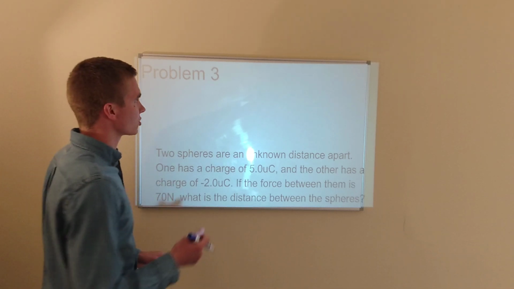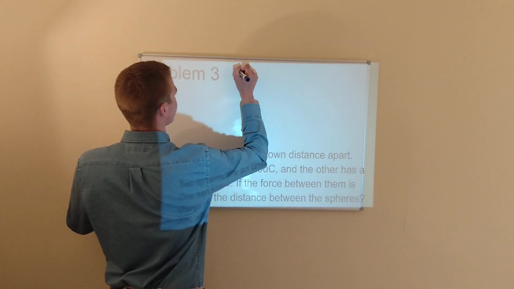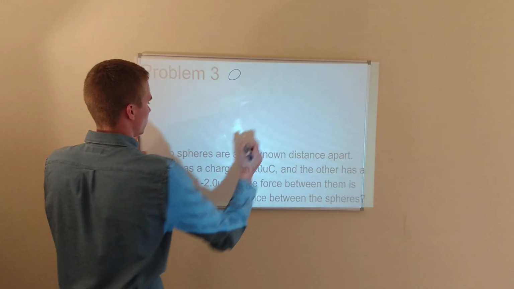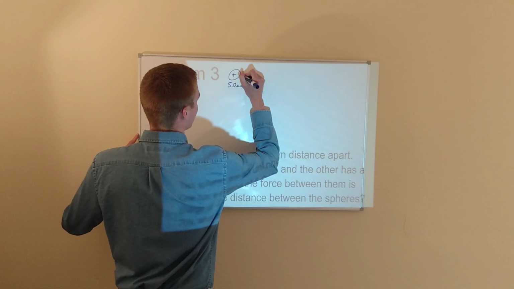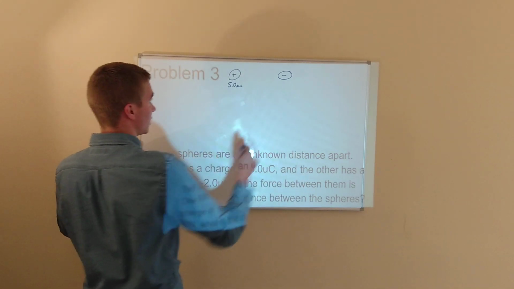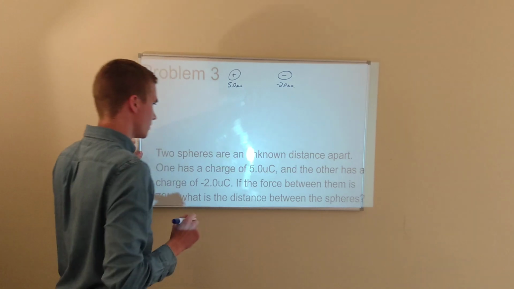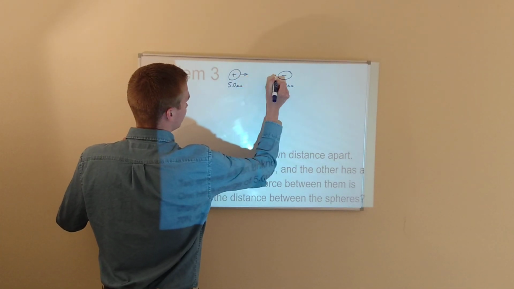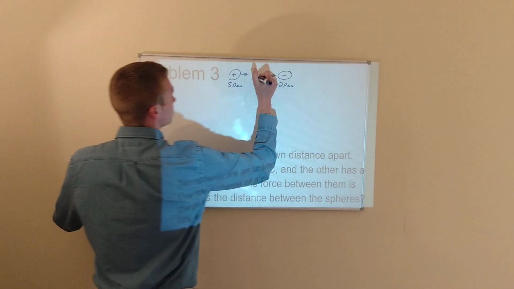So I'm going to go ahead and draw a picture. Again, this is not required, but it may help you solve the problem. I have two spheres. Okay, one is positive, this one's 5 microcoulombs. And then somewhere over here I have a negative, and the value of that one is negative 2 microcoulombs. Okay, and we know that there's a force between them of 70 newtons.